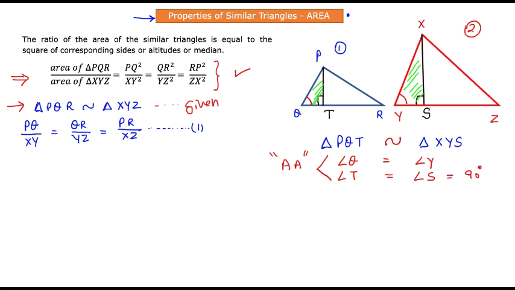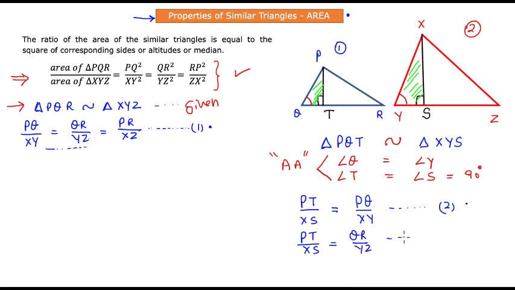In that case, I can make another conclusion that the ratio of their corresponding sides, which is PT in triangle 1 to XS in triangle 2, is equal to the other corresponding sides, PQ in triangle 1 to XY in triangle 2. And this will be our finding number 2. Okay. And we also know from finding number 1 that PQ over XY is equal to QR over YZ. It is right here, correct? That means you can make one more conclusion that PT over XS is equal to QR over YZ. And that will be your finding number 3.